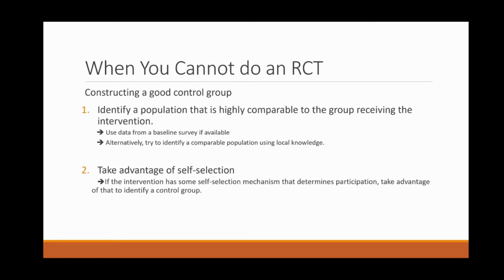What I want to do is look at the second one. And what am I looking at here? I'm going to call this taking advantage of self-selection. If the intervention has some self-selection mechanism that determines participation in the program, sometimes we can take advantage of that to identify a control group, or to reduce the amount of selection bias that we have.